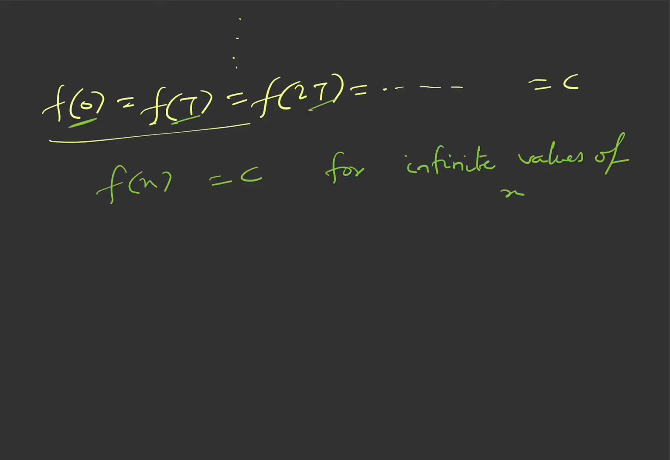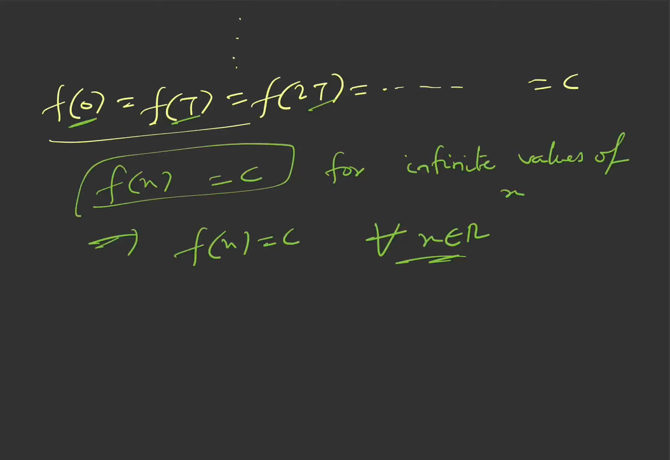f of 0 is c, f of t is c, f of 2t is c, and so on. So it means what? f of x must be c for all x, right? If f of x is equal to c for more than n plus 1 values, then we can say clearly that f of x is c for every x belongs to R. That is what we have discussed in the previous class.